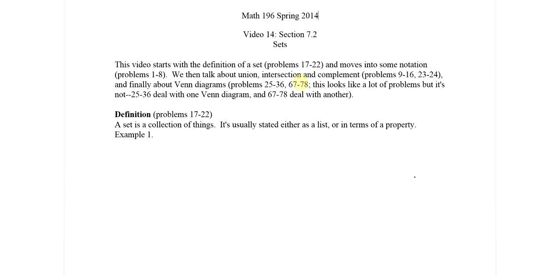So what is a set? Well, it's a collection of things. It's kind of a vague idea, but we just need to be able to talk about having a bunch of things together and breaking them up into different parts. And so sets are usually stated either as a list or in terms of a property.